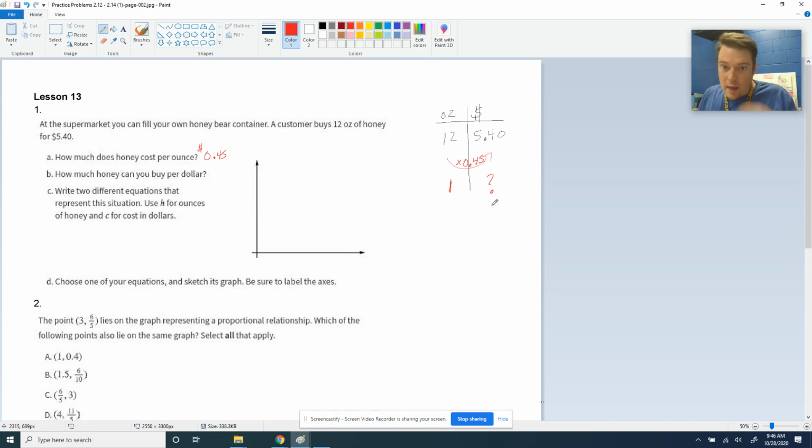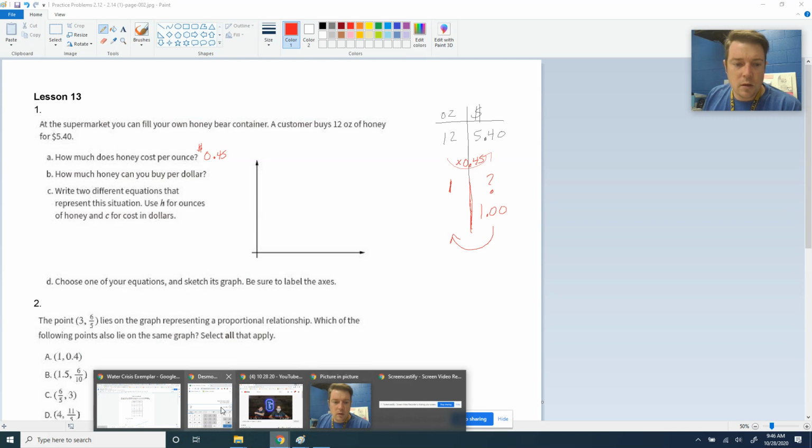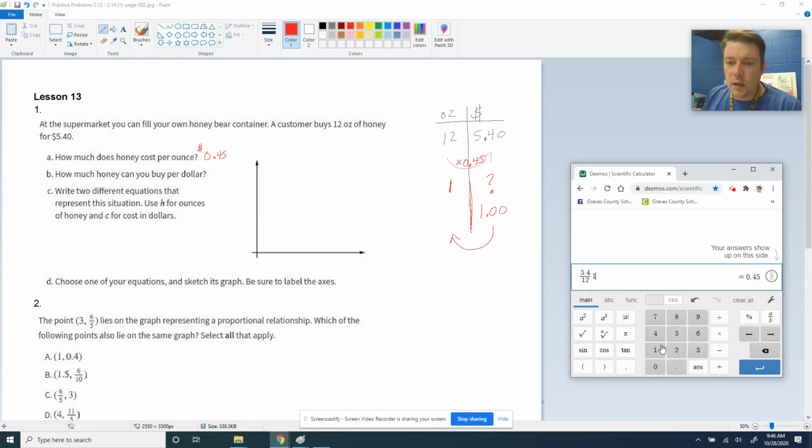And how much honey can you buy per dollar? Well, that would mean putting a dollar right here, and then coming back, we would either divide by 0.45 or we could multiply by 0.45's reciprocal. I'm just going to divide. I think that's going to be the easier of the two options. So I'm going to divide, let me clear, a dollar by my 45 cents. And you'll see that I get 2.222222 repeating. So I'm going to hit equals. I'm going to hit this.